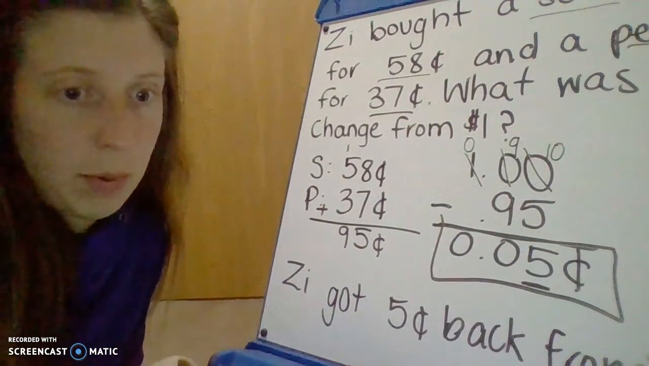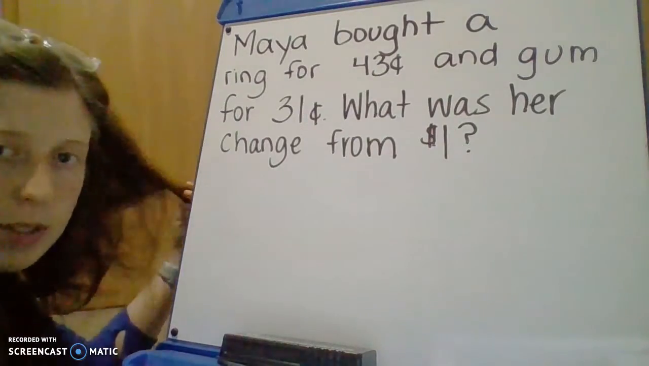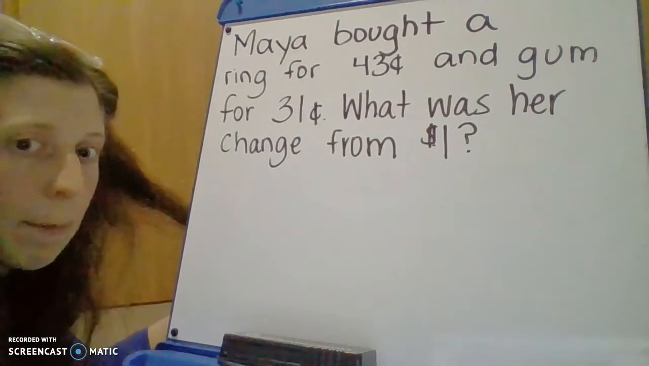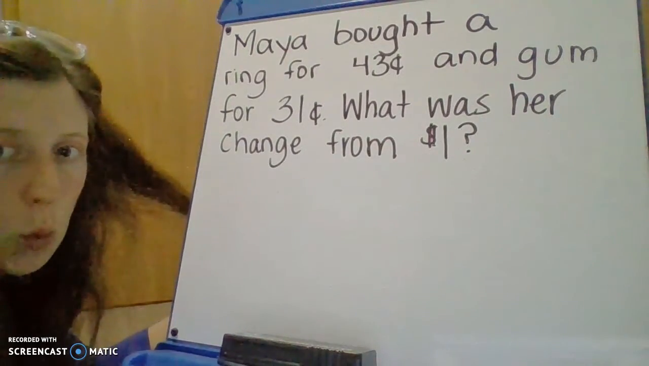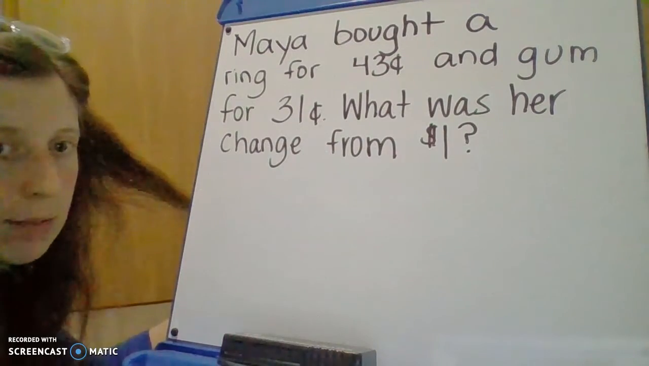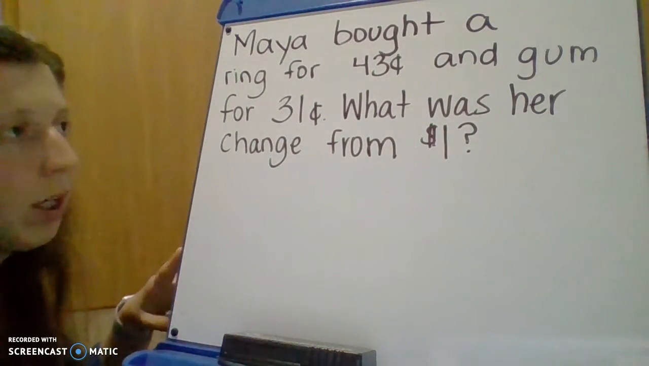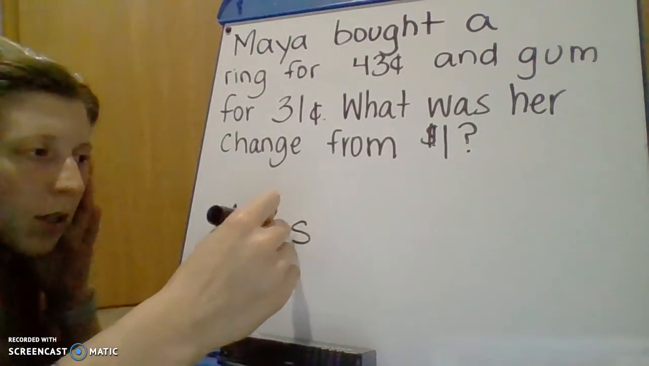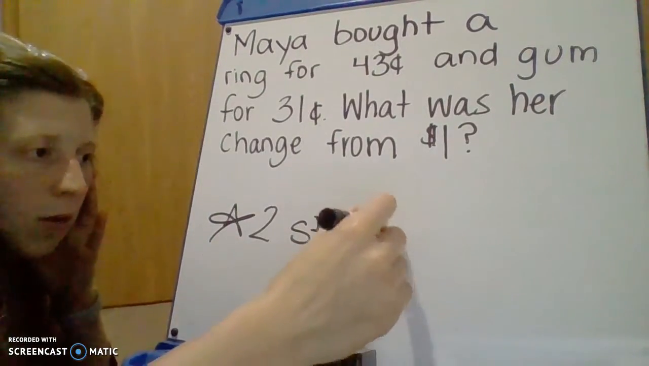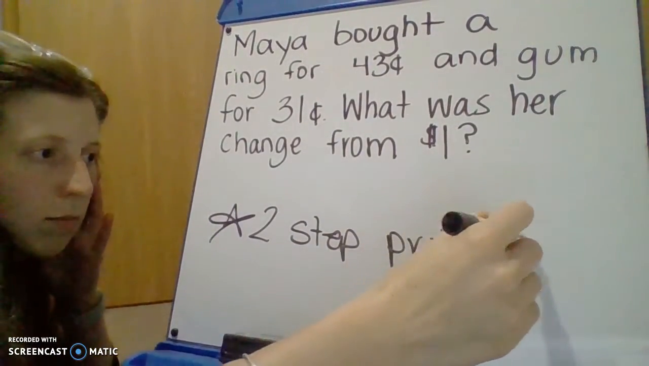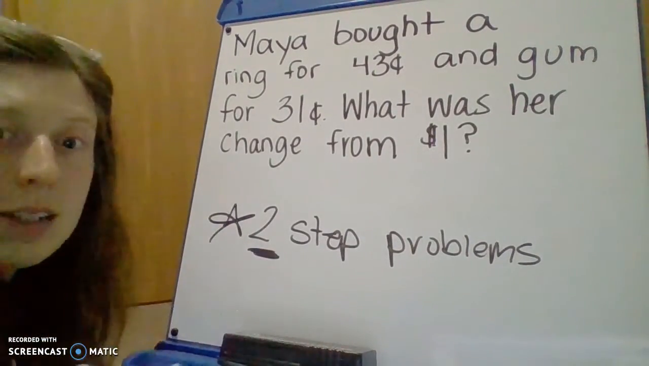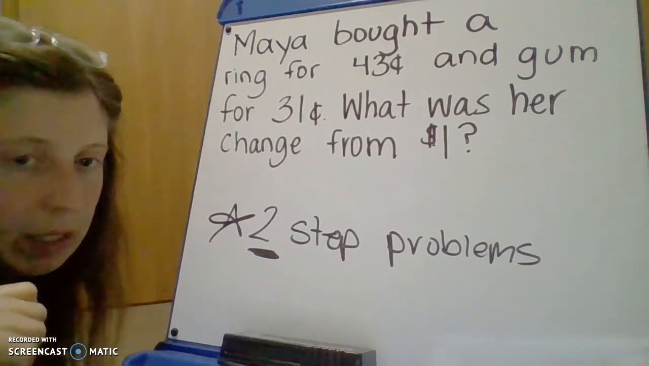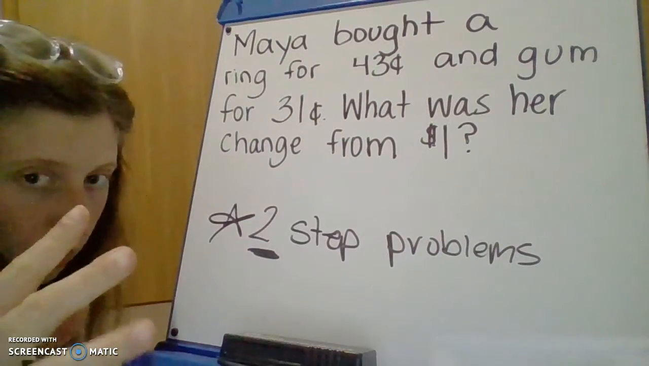Okay, let me set up your problem right now. So this is the problem you are going to solve. It says Maya bought a ring for 43 cents and gum for 31 cents. What was her change from $1? This is similar to the problem that we just did together. So I want you to take your time. Remember, they are 2-step problems. That's important. Go back and make sure you're answering the question. Check your work. Be careful with your addition, subtraction, okay?